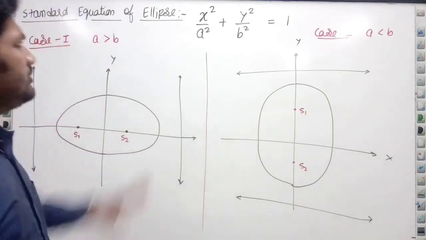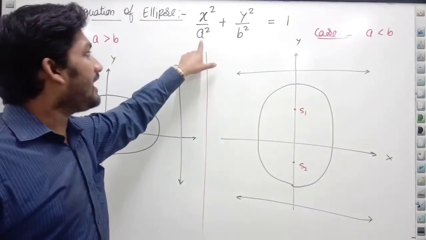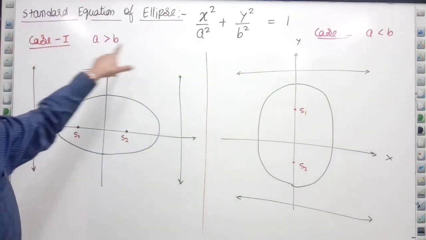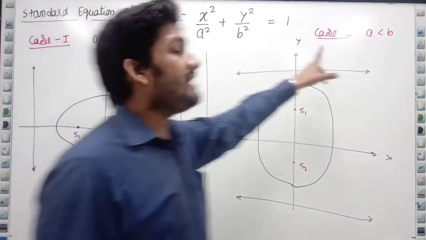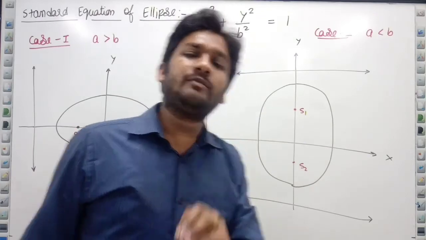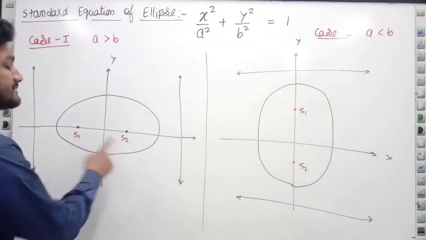Now in ellipse, we have two cases, depending on the values of a and b. When a is greater than b, we get a horizontal ellipse, and when a is less than b, we get a vertical ellipse.